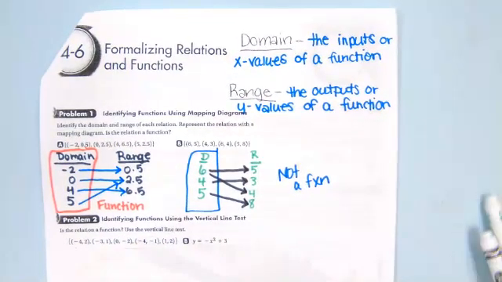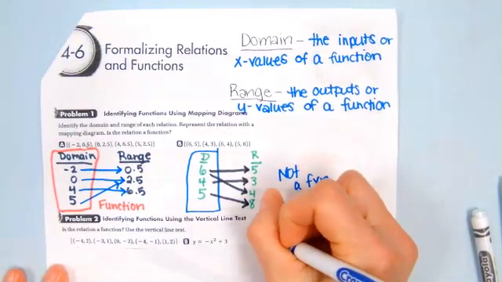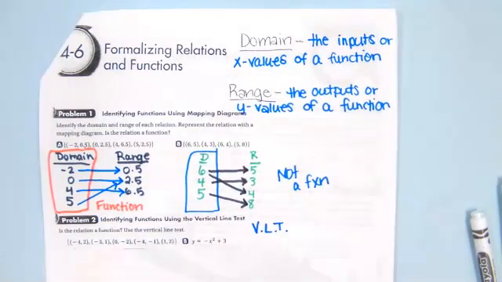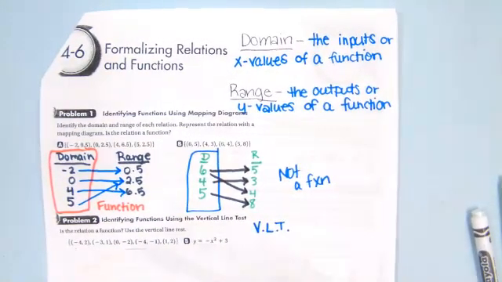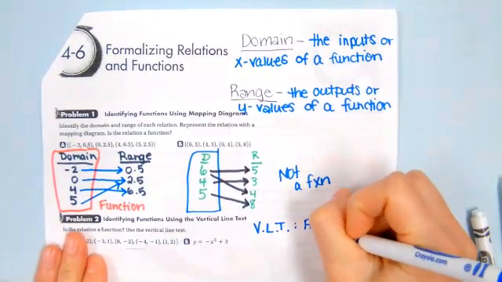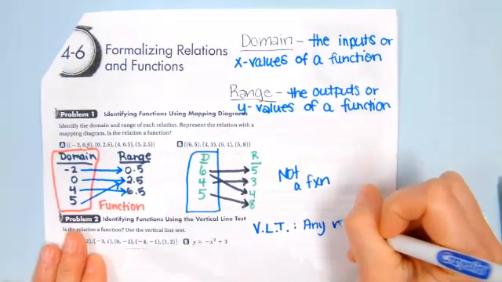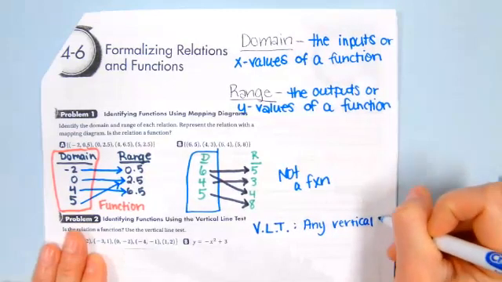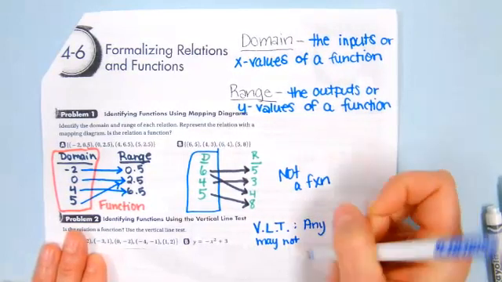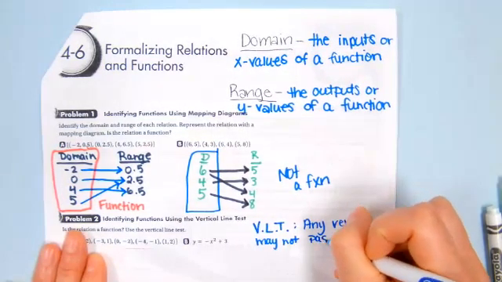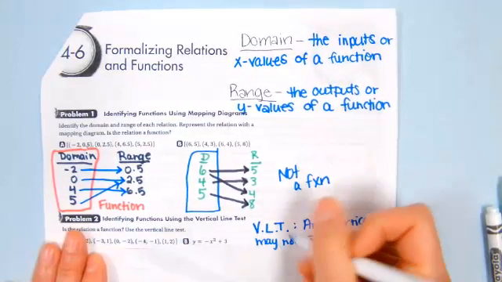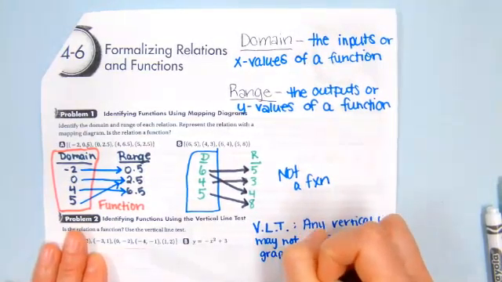Okay, so the vertical line test, sometimes abbreviated VLT, and I wrote the actual definition down, so I want to make sure that I give you the exact definition here. Okay, it says any vertical line may not pass through a graph more than once to be a function.